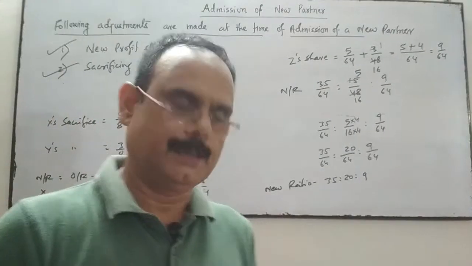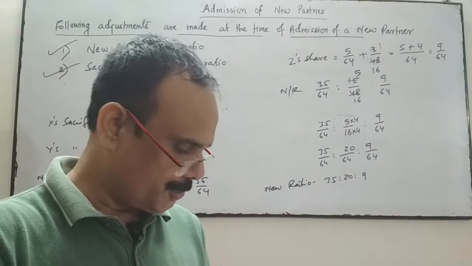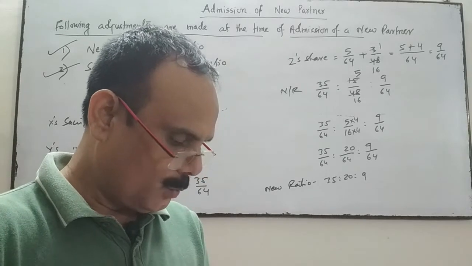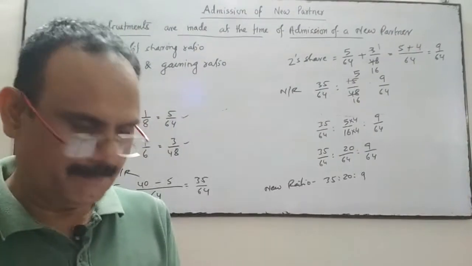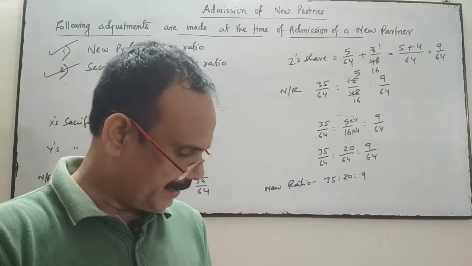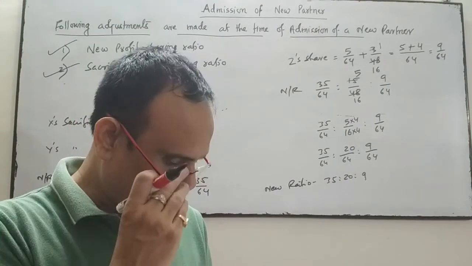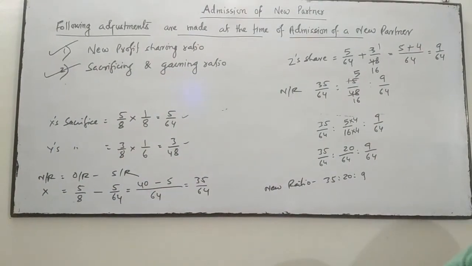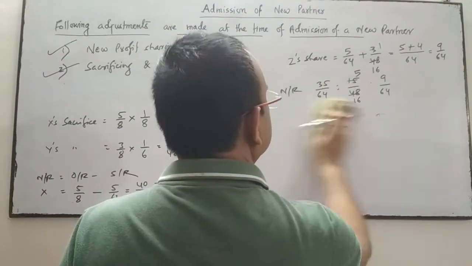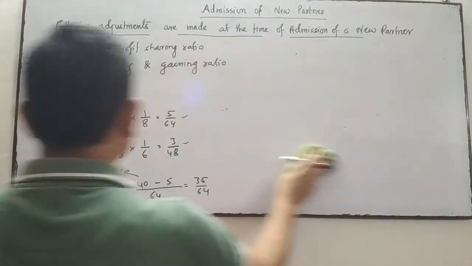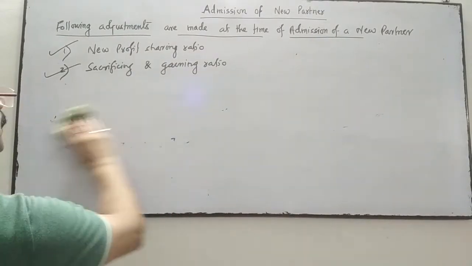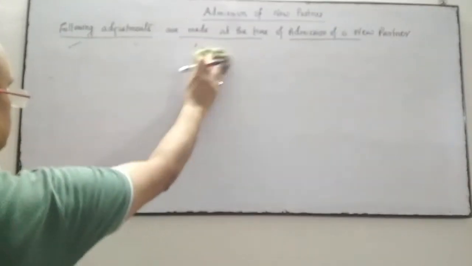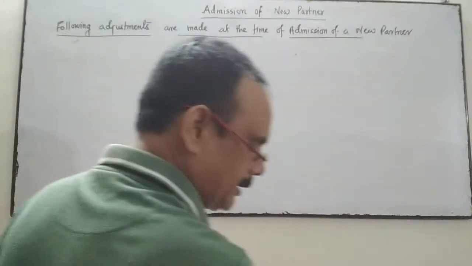A and B are partners in a firm sharing profit in the ratio of 3:2. C is admitted as a partner. A and B surrender 1/2, meaning half of their respective share, in favor of C. Find out the new ratio and also the sacrificing ratio. So is the question clear? See the question, try to understand how to calculate and which method will be applied over here.